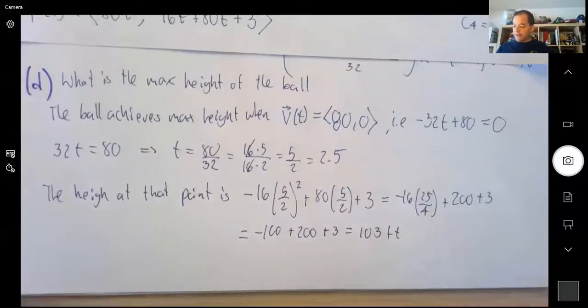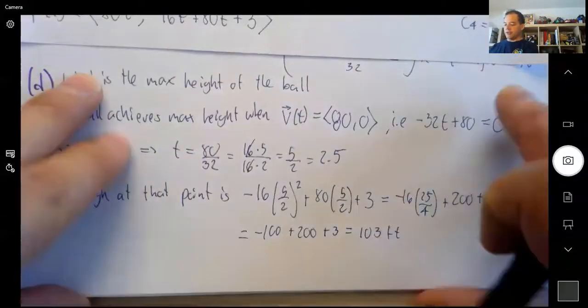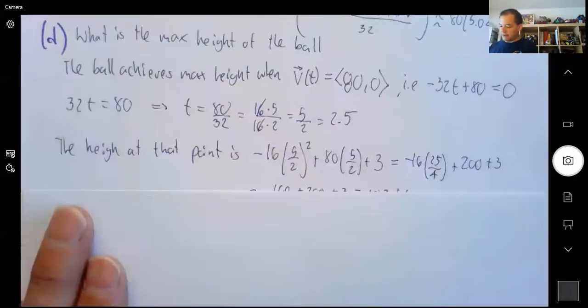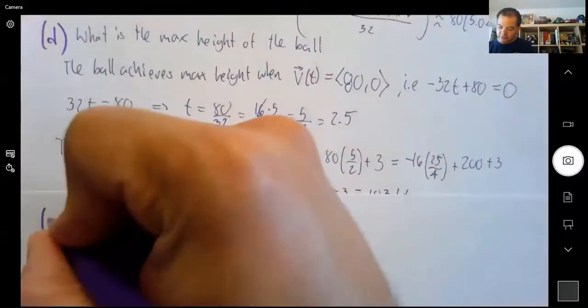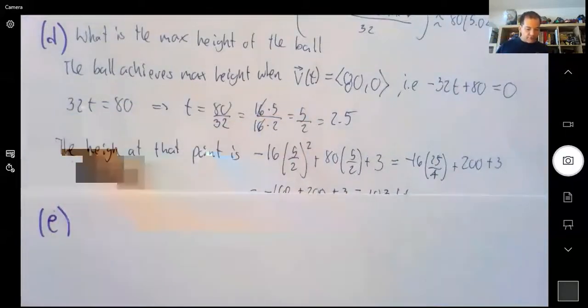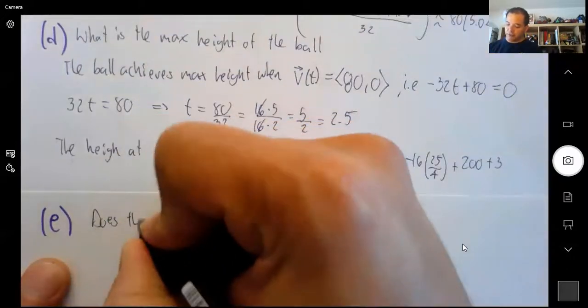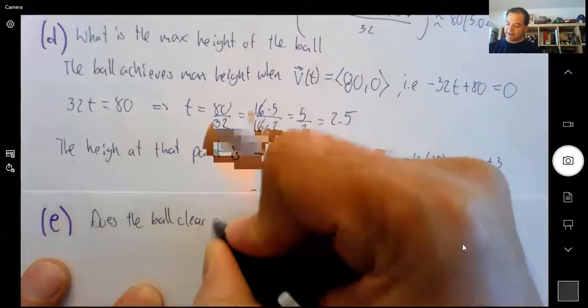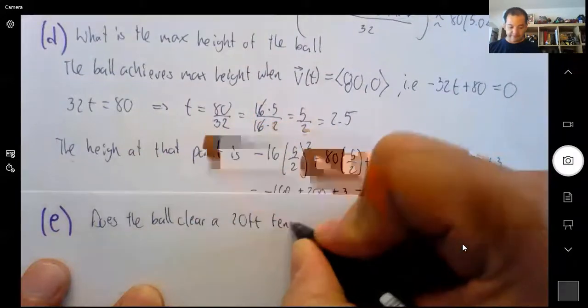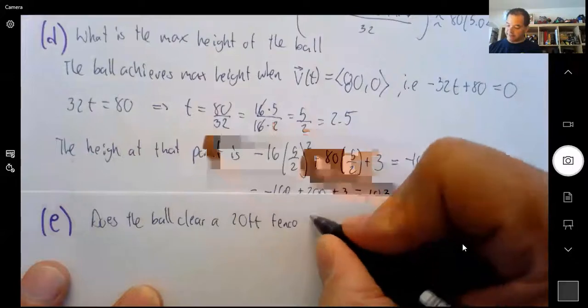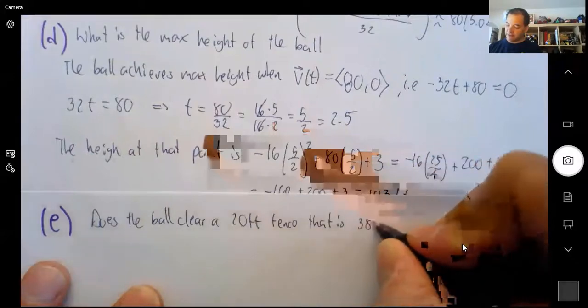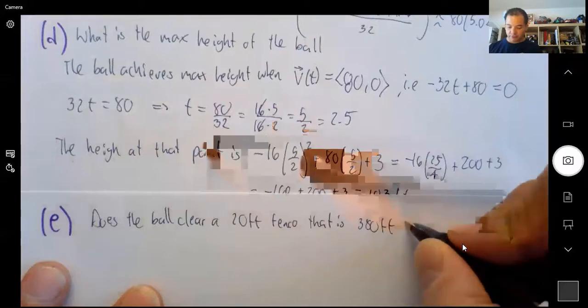And then the last question. Part E is, does the ball clear a 20-foot fence that is 380 feet from home plate? So is it a home run or not? Does the ball clear a 20-foot fence that is 380 feet from home?